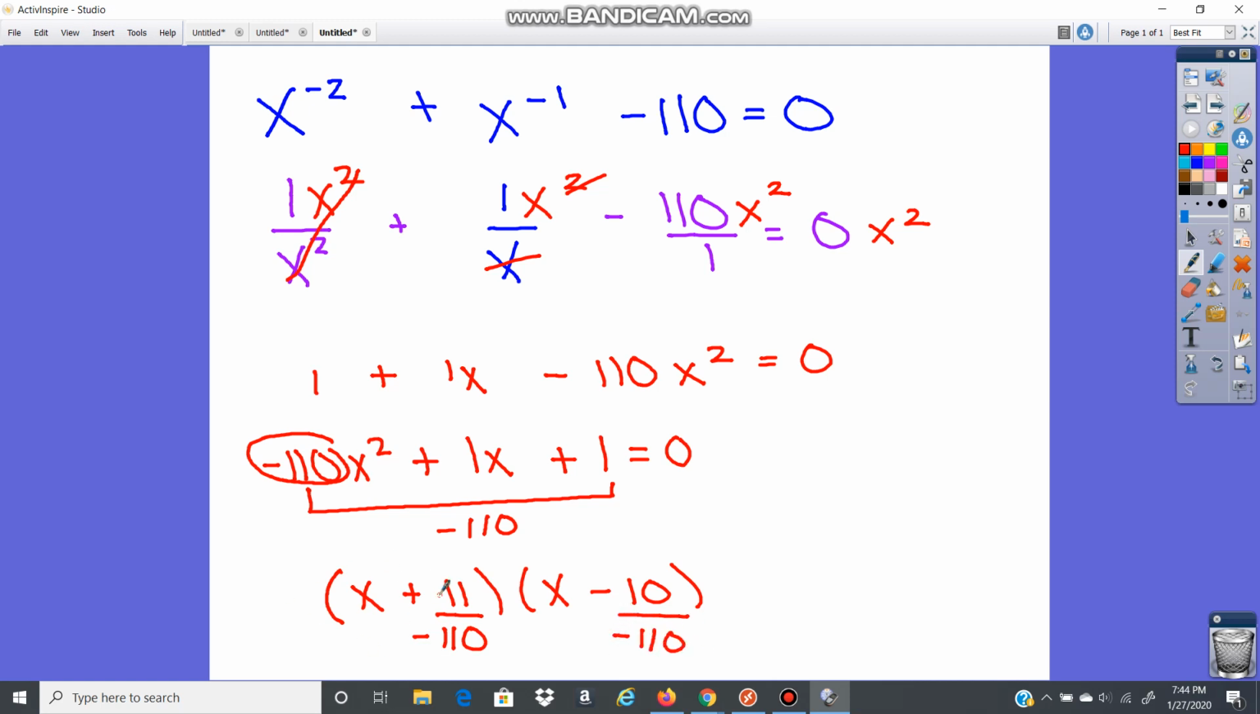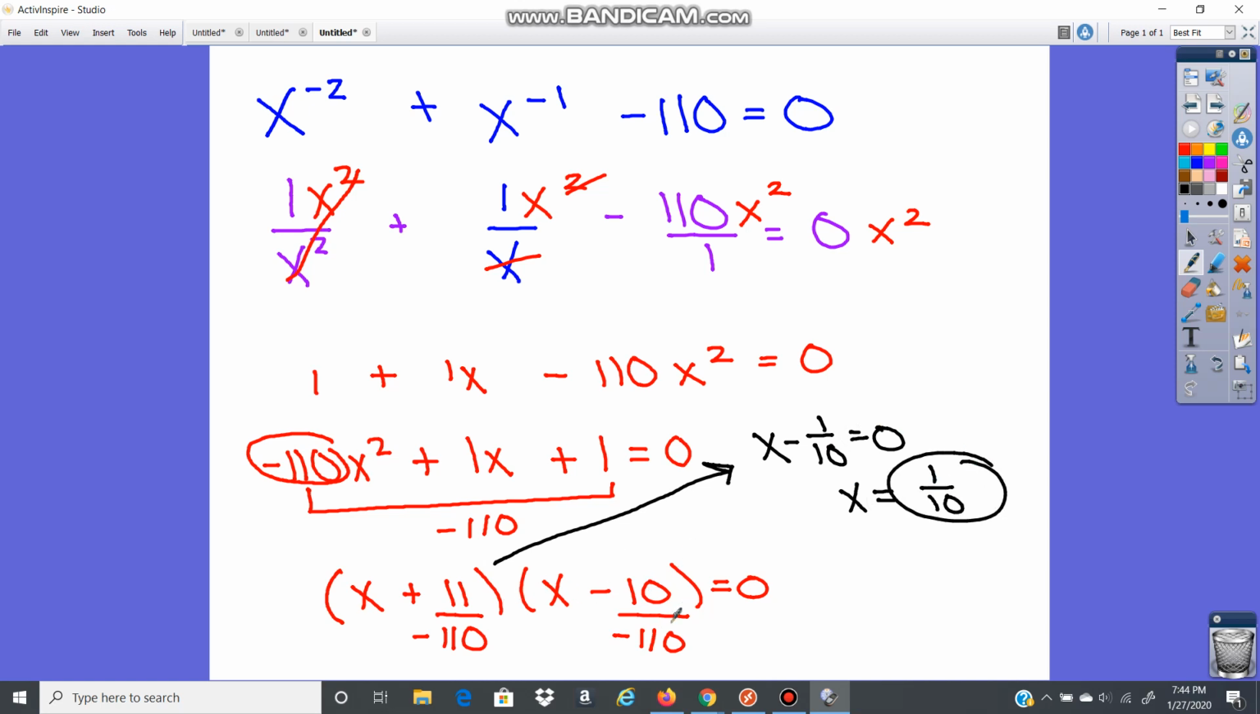So now we're going to simplify this. Since it's set equal to 0, we don't need to move the factors in front of the x's. We could just simplify this. So 11 over 110 is going to give you 1/10. So that's going to become x minus 1/10. So x minus 1/10 equals 0. That's going to give you x equals 1/10.